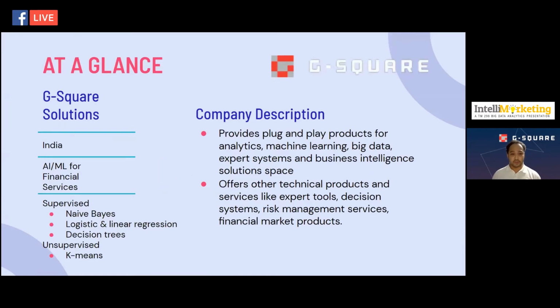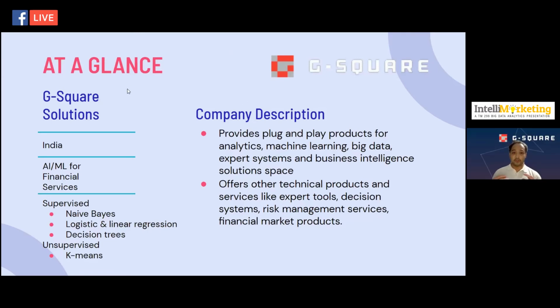Among others, for supervised, you have naive Bayes, logistic and linear regression, as well as decision trees. For unsupervised, we use K-means. Specifically, naive Bayes is used for classifying customers into different groups for predicting behavior, such as which product a customer is likely to buy. Linear regression, on the other hand, is used for predicting numeric values, for example, the potential quantity a customer will buy. And for unsupervised algorithms, we use K-means clustering to group customers behaving similarly in homogeneous groups so that marketing activities and products can be designed around these groups.